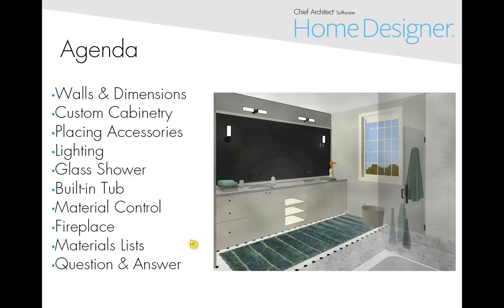We're going to just focus on creating a bathroom area attached to a bedroom. So we'll be using our walls to develop that space and dimension that out correctly. Then we'll work on a vanity area using our cabinetry tools and customizing those a bit. Then I'll show you how to place accessories and place your lighting and adjust that for your different 3D views. Then we'll move on to creating a glass shower enclosure, then a built-in tub.